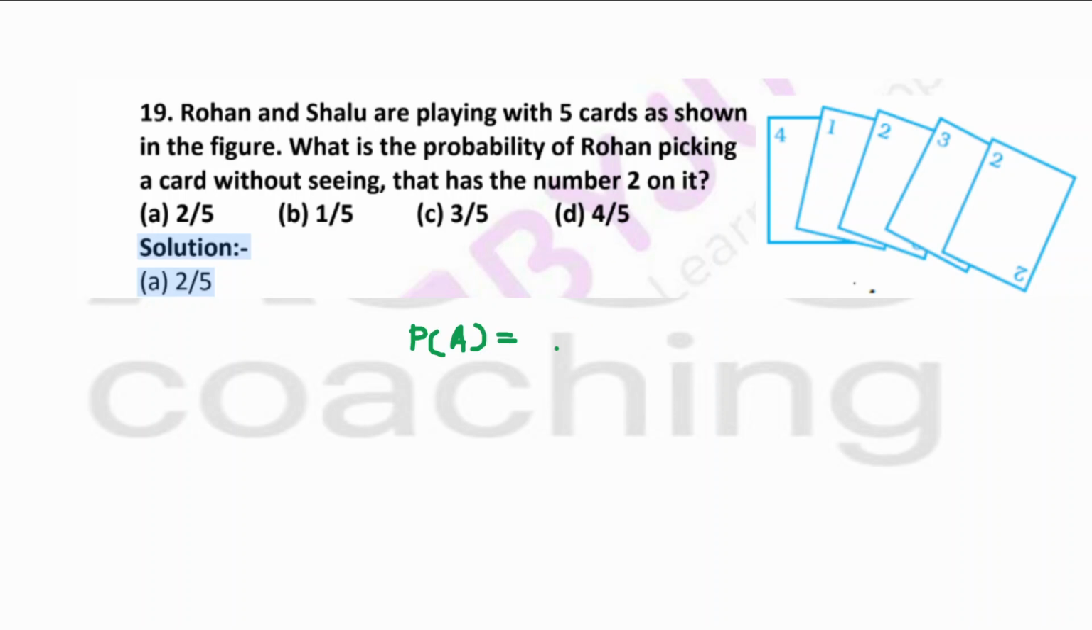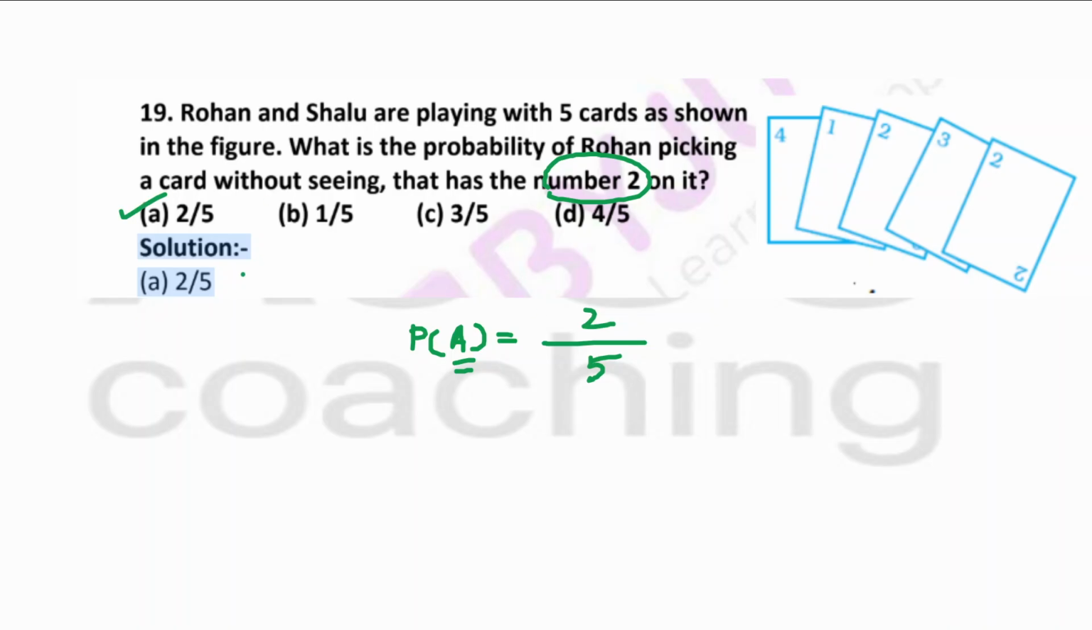What is the total number of possibilities? 1 2 3 4 5. 5 is the total number of cards. And how many cards are there with number 2 on it? 1 and 2. So 2 cards have the number 2 on it. So this is the probability of this particular event. Favorable chances is 2, because the event is about picking the number 2. So the probability of picking a number 2 among this set of 5 cards will be 2, with the total number of cards being 5. So 2 divided by 5 is the right option.